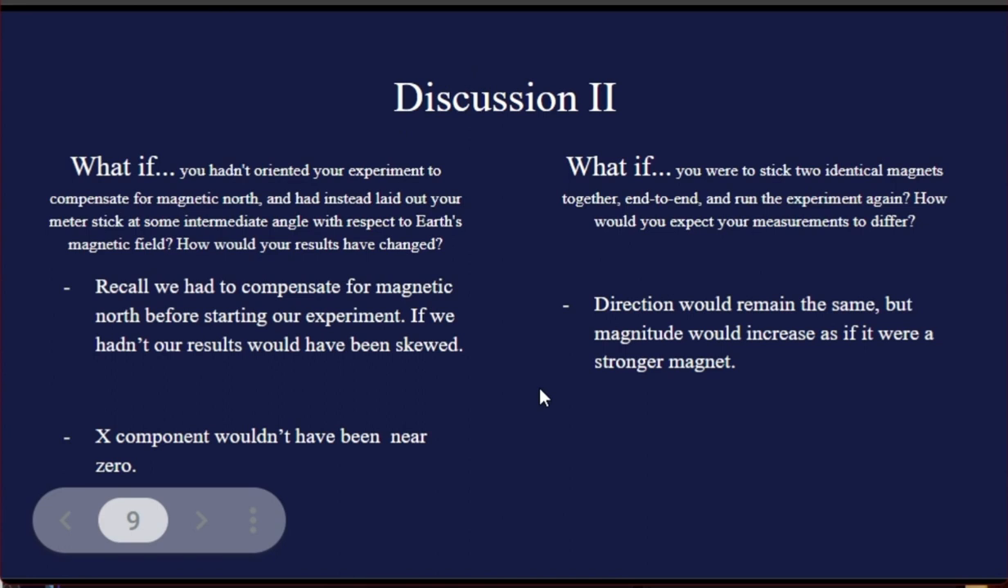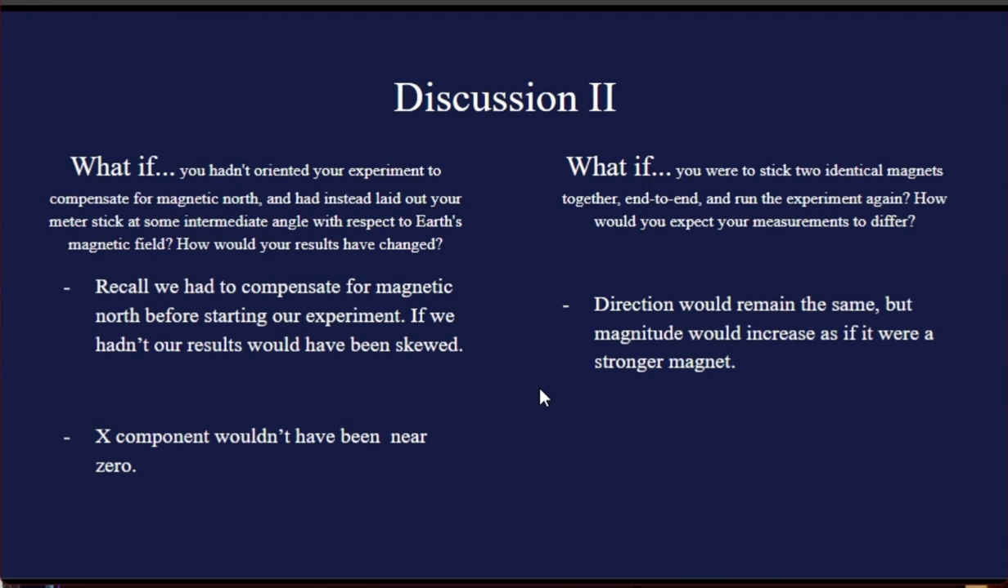And lastly, I'll just answer these two questions. So what if you hadn't oriented your experiment to compensate for magnetic north? So if you recall, we had to compensate for magnetic north so that we would get a near zero x component. So if we hadn't done that, our results would have been skewed in that direction.